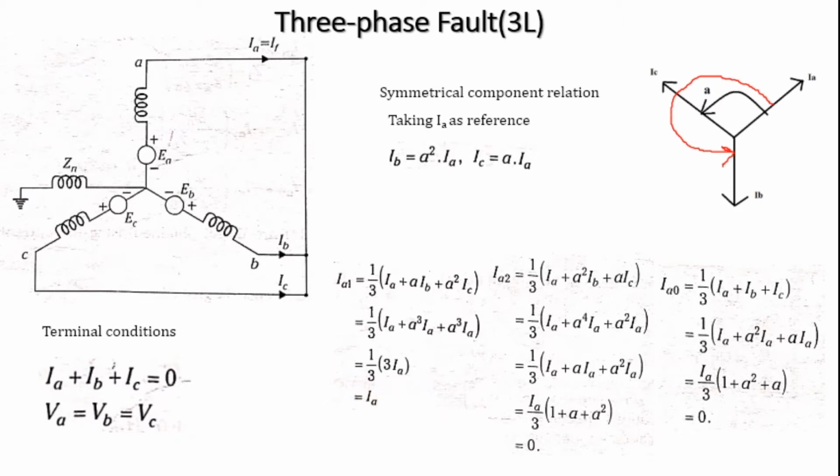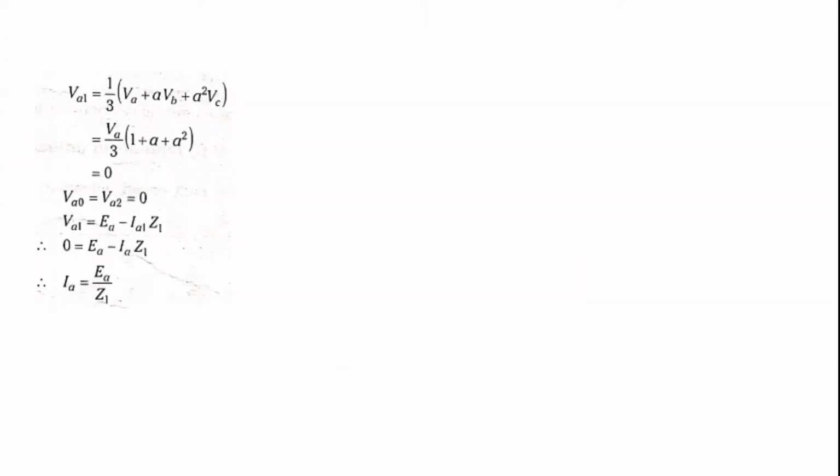Call this equation 9. Because of the presence of IA1, we need to calculate VA1. VA1 is equal to 1 by 3 times VA plus A into VB plus A square into VC. Because VA is the same as VB, which is also the same as VC, from the terminal condition, VB and VC values are the same. We get 1 plus A plus A square, with VB equal to VA and VC equal to VA. We get VA divided by 3 times a term that becomes 0, so VA will become 0. Already VA0 and VA2 are equal to 0 because IA2 and IA0 are already 0.